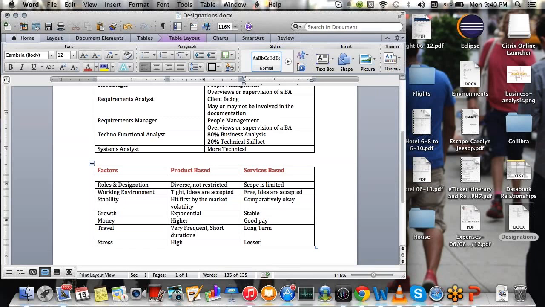Work for that firm. You will explore more, you'll learn more, and then find a services-based firm. You can get settled in a services-based firm. That's what my personal suggestion is.